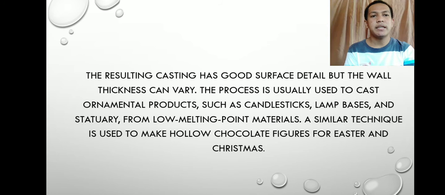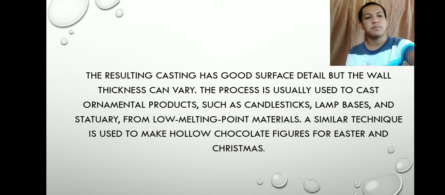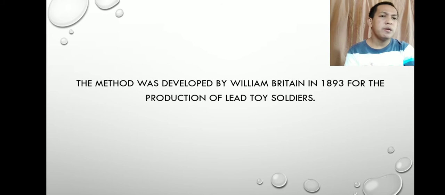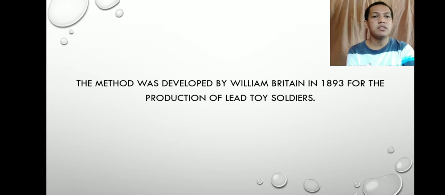The resulting casting has good surface detail but the wall thickness can vary. The process is usually used to cast ornamental products such as candlesticks, lamp bases, and statuary from low melting point materials. A similar technique is used to make hollow chocolate figures for Easter and Christmas. The method was developed by William Britain in 1893 for the production of lead toy soldiers.